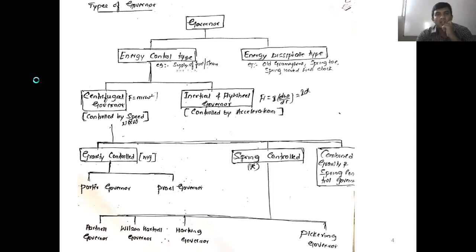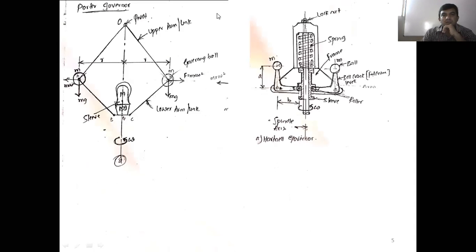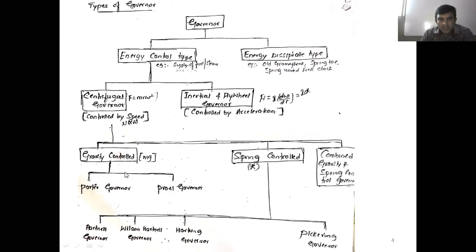Yes. Sir, you can see that for your syllabus, you have only two types of governor. One is Porter, another one is Hartnell. What is a Porter governor? How do you define a Porter governor? It is a gravity controlled, centrifugal type, energy controlled type governor.